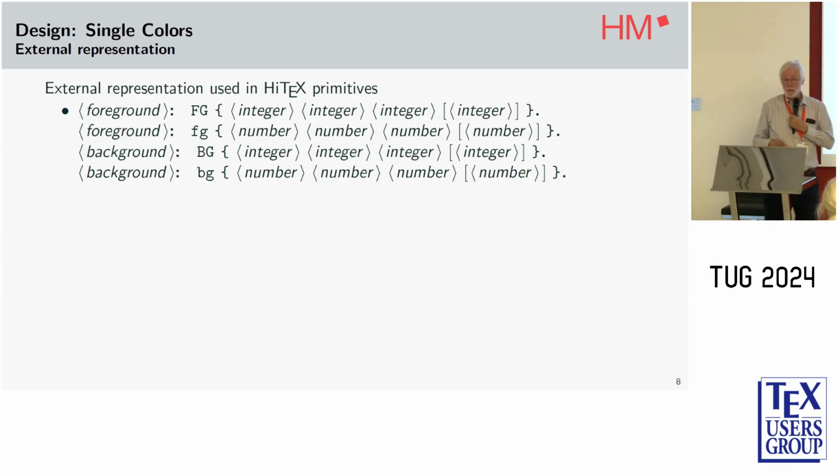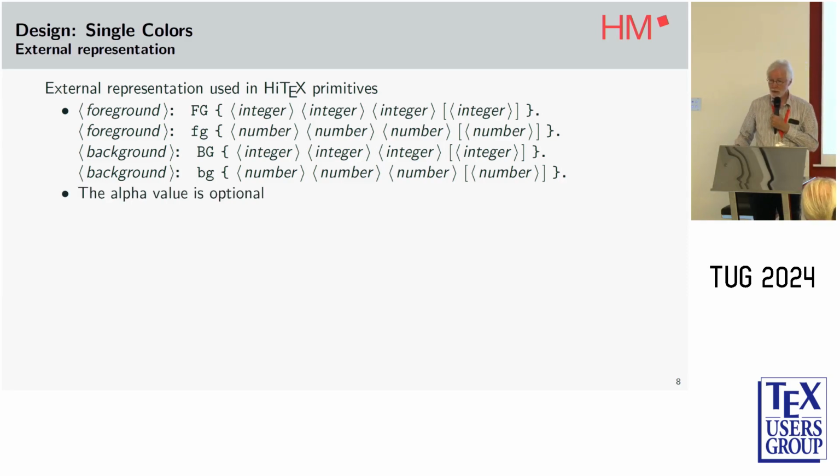Well, apart from the internal representation, we start with the external representation, how it looks in the HiTeX primitives that I offer. So I have two ways of specifying a foreground, one with uppercase FG and one with lowercase FG. And in both cases, the alpha value, that's the last value in square brackets here, means it's optional. You can leave out the alpha value and then you get an opaque color.